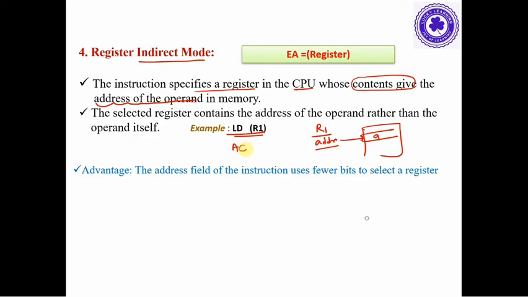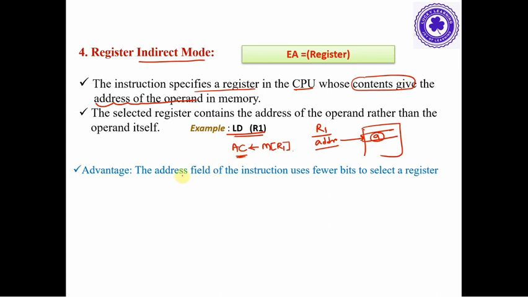Means the micro instruction will be like this: the accumulator is loaded with the memory at the location that contains the value of R1. So the value of R1 is an address, memory at value of R1. R1 contains an address, and at that address location in memory we have some value. That value is loaded into the accumulator.